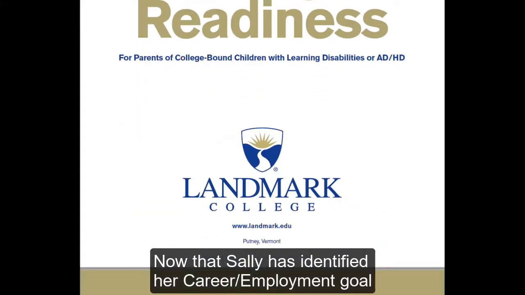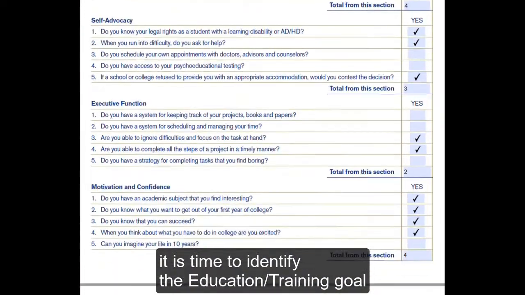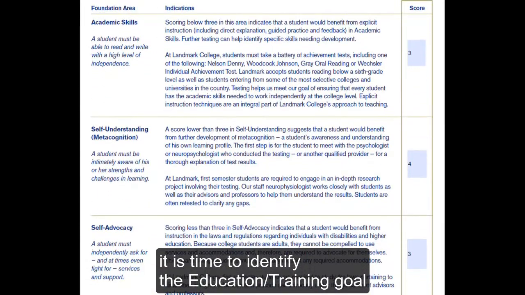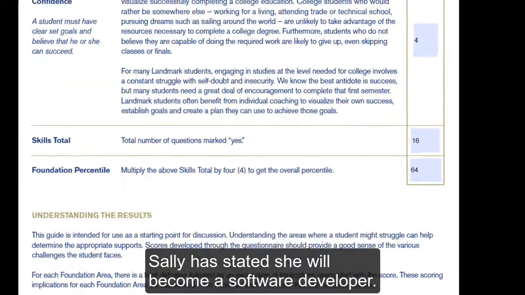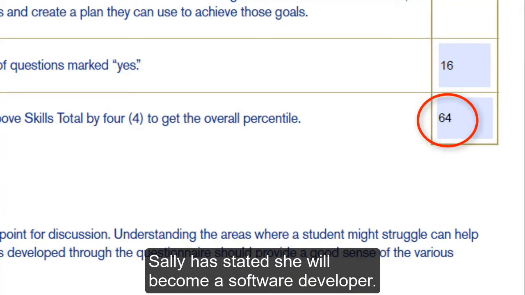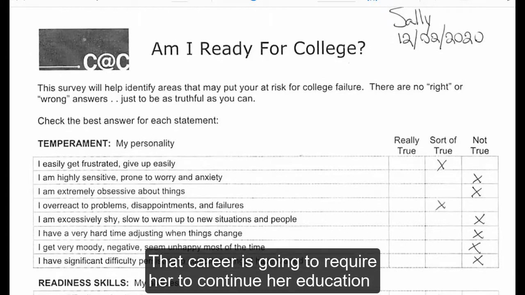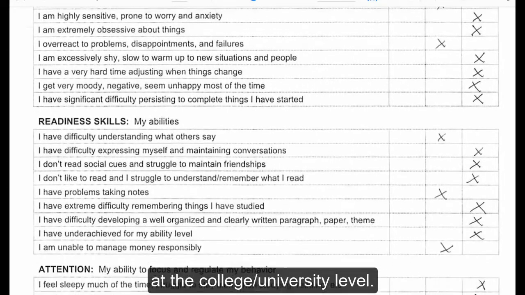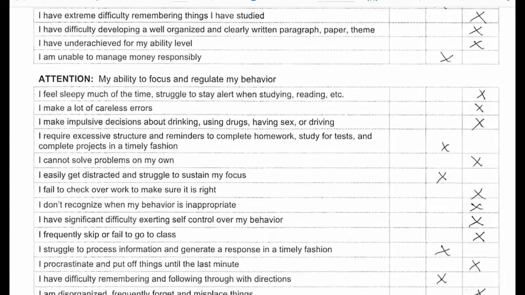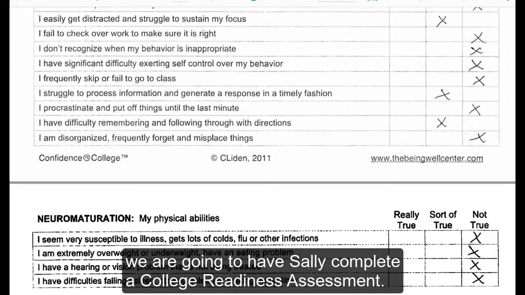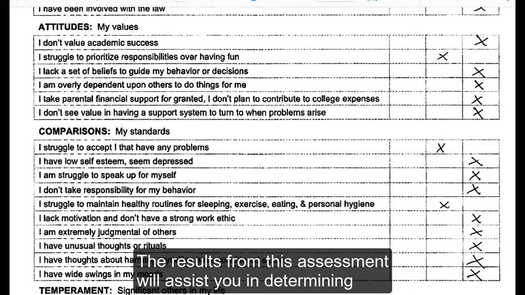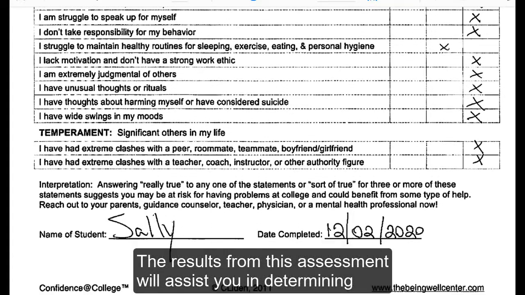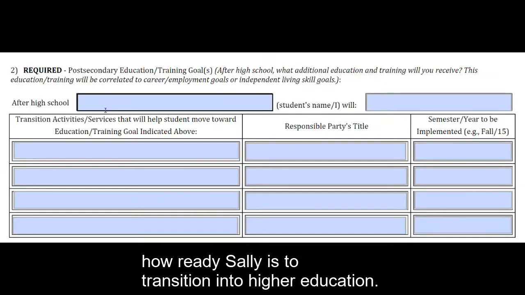Now that Sally has identified her career employment goal, it is time to identify the education training goal that would correlate to her desired career. Sally has stated she will become a software developer. That career is going to require her to continue her education at the college-university level. Based on this information, we are going to have Sally complete a college readiness assessment. The results from this assessment will assist you in determining how ready Sally is to transition into higher education.